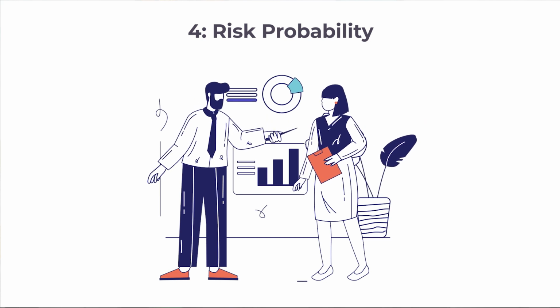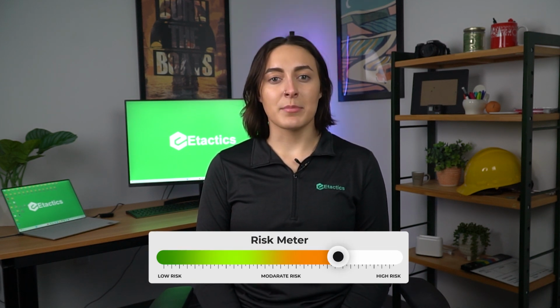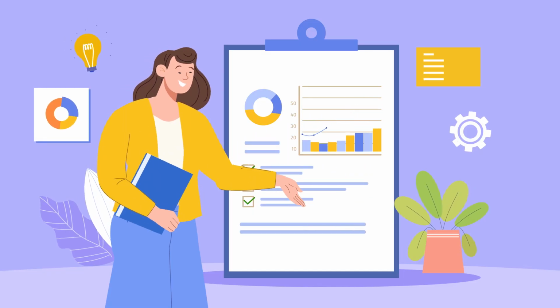4. Risk probability. After taking some time to assess the risks, this is the part where you rate the likelihood of the risk happening. You can categorize them using numbers. Doing this can help you identify a priority.